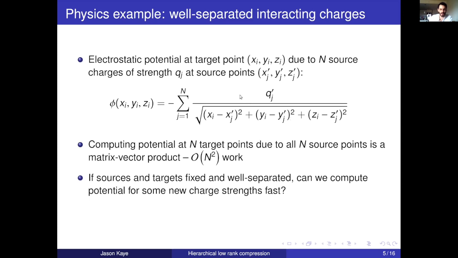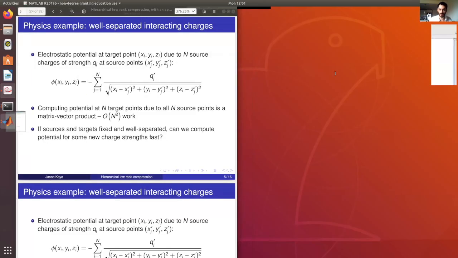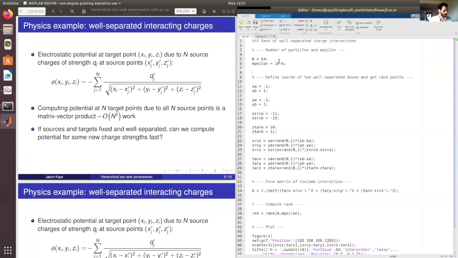And so the question is, given some new charge strengths, can we calculate the potential due to those charges at all of the target points in faster than n squared time, using some of these ideas? And I'm assuming that these charges are well separated. So I'm going to do a little MATLAB demo here. And so what am I going to do? I'm just going to put down 64 random source charges and 64 random target points in well-separated boxes, fix some epsilon for the epsilon rank, and compute the rank of this matrix here.